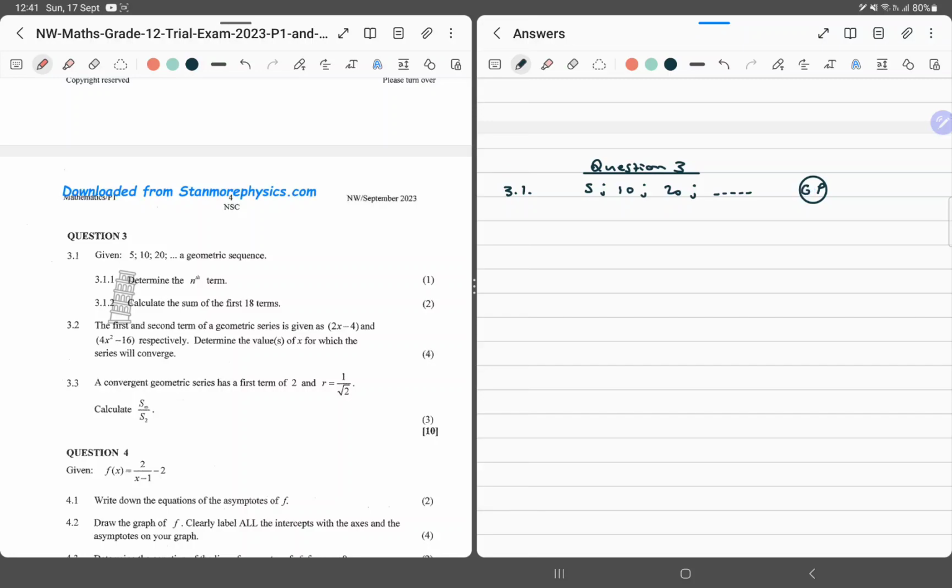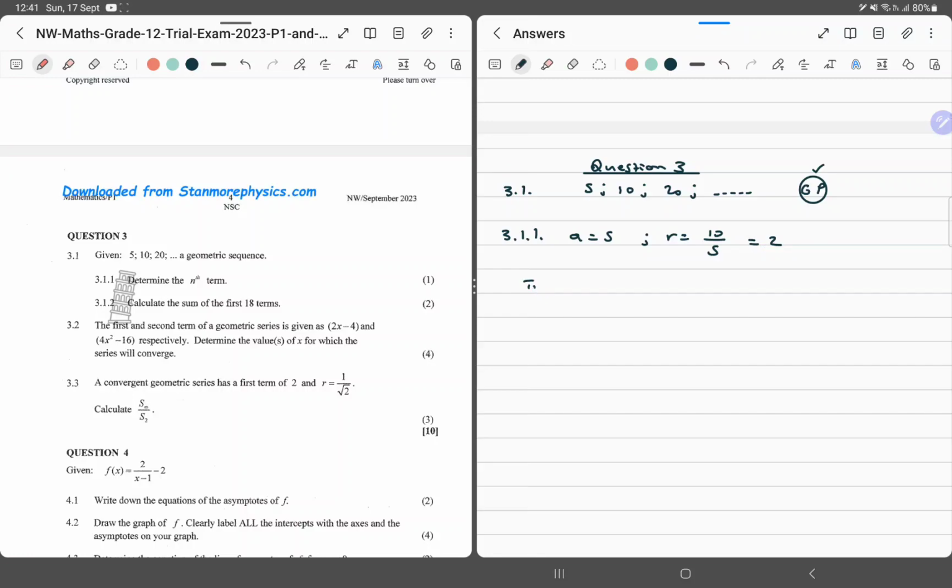If this is a GP, already we know that to answer 3.1.1, A is 5. Then R is going to be 10 divided by 5. You don't need to test other values because if you're already told what it is, definitely 2 consecutive terms will give you a ratio that gives you R when the second term is on the numerator and the preceding term is on the denominator. Right, so this is a 2.